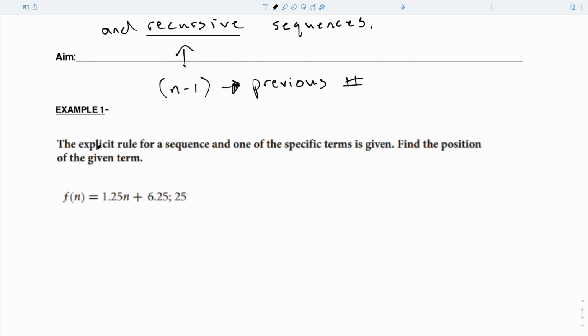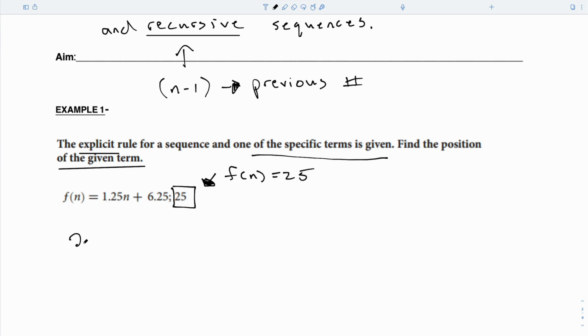Let's talk about explicit first. Explicit looks more like a function. It's pretty simple. It's just more like your basic equation or linear equation. We are going to, this time, look at the sequence, and we're going to find one specific term that's given, then find the position of that term. Box 25, you want to find the number of n when you put 25 in for f of n. So at the 25th sequence, what is the number for n?